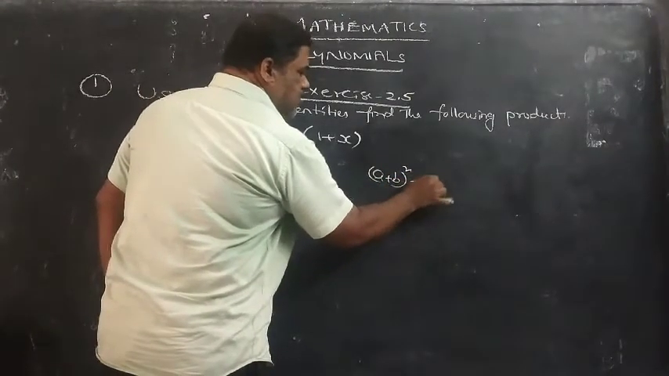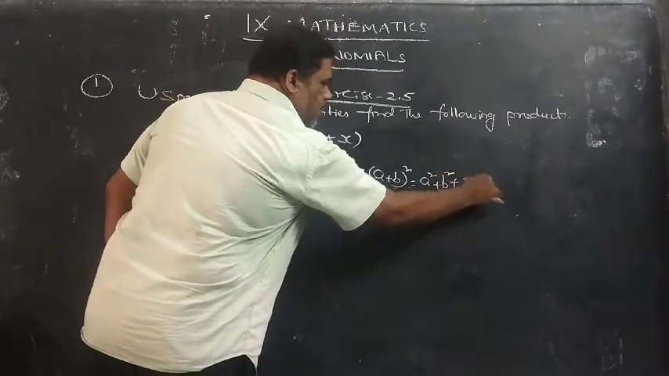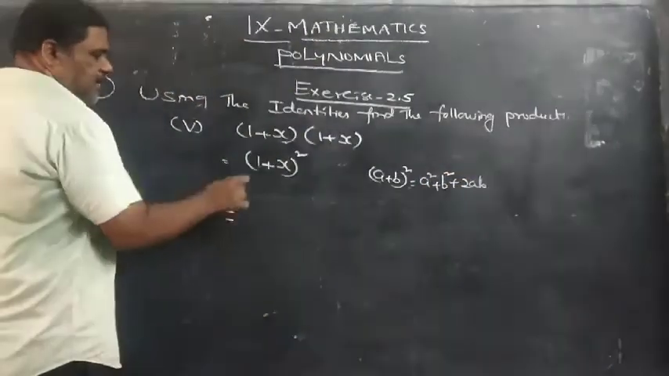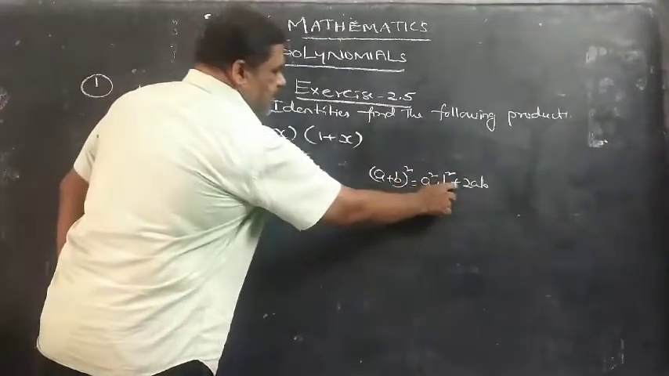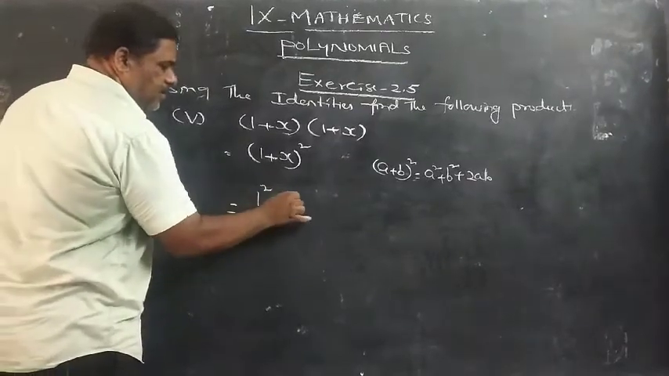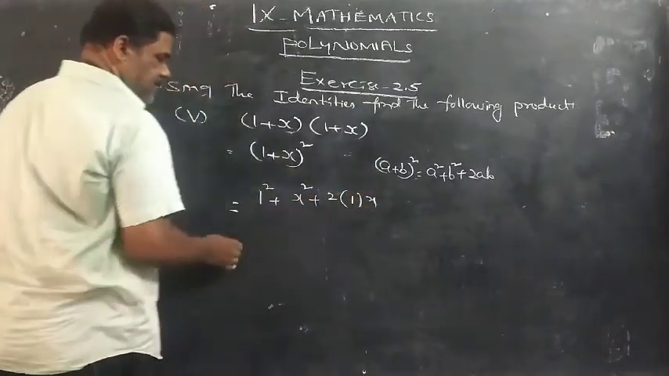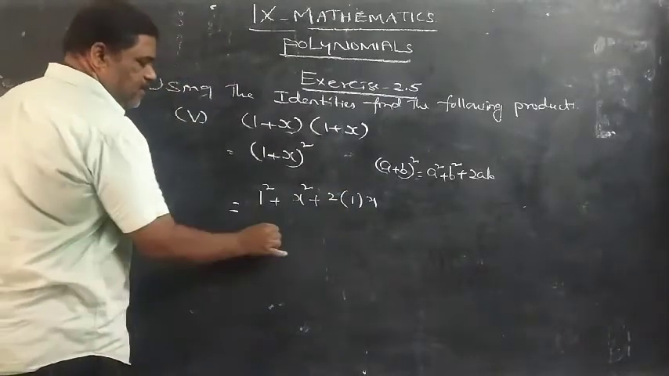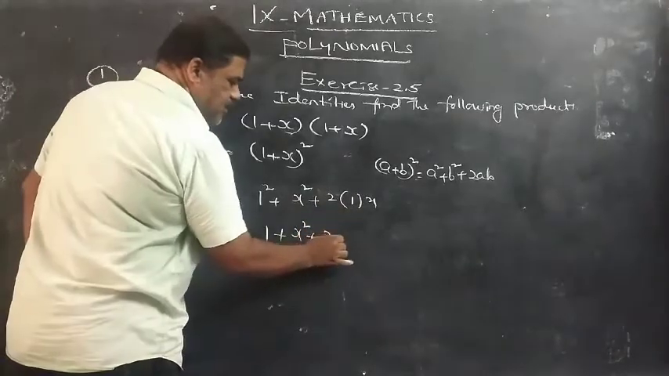A plus b whole square formula is a square plus b square plus 2ab. This is in the form of a plus b whole square. A means 1, so 1 square plus x square plus 2ab. 1 square is 1, x square, and 2 into x is 2x.